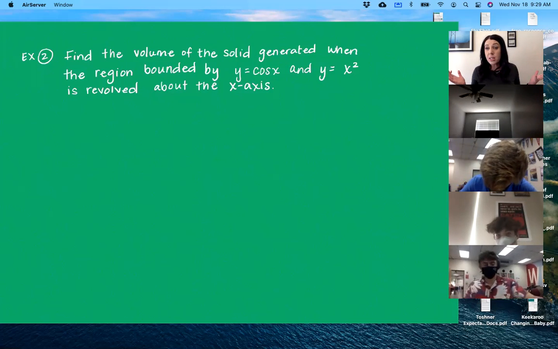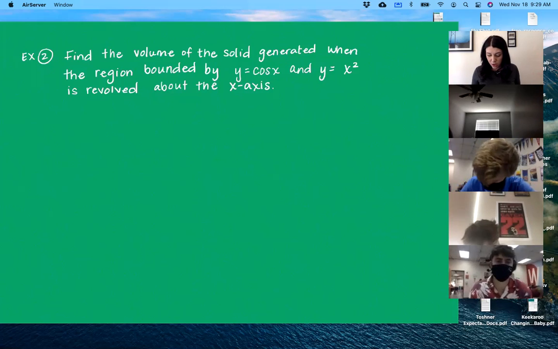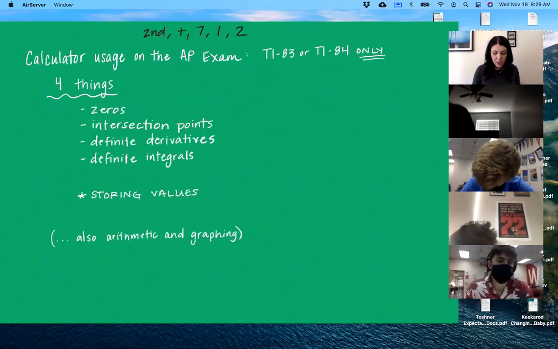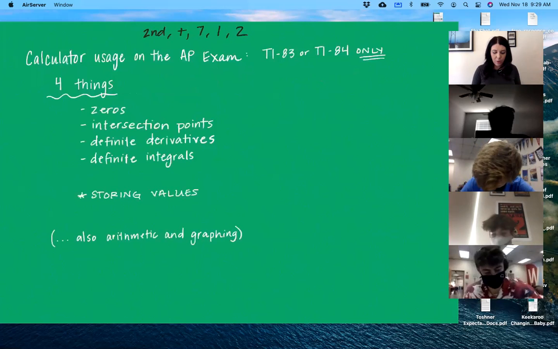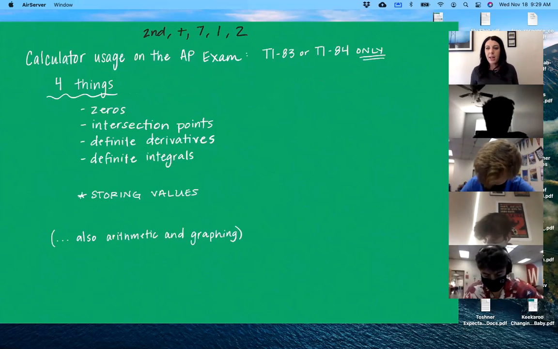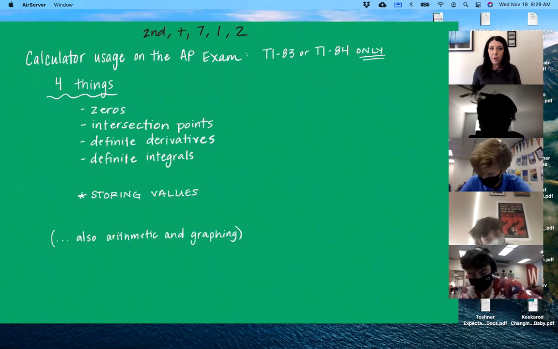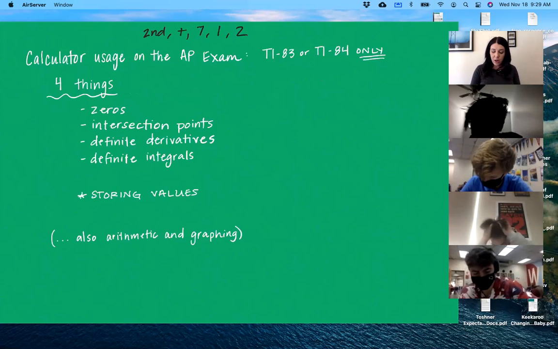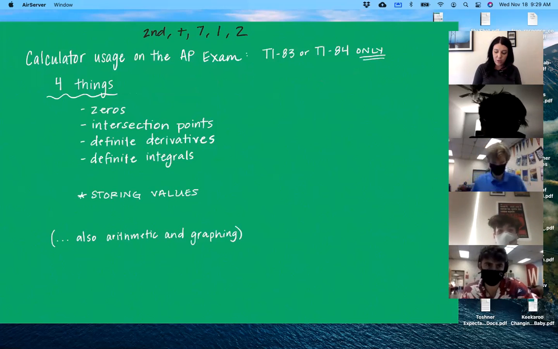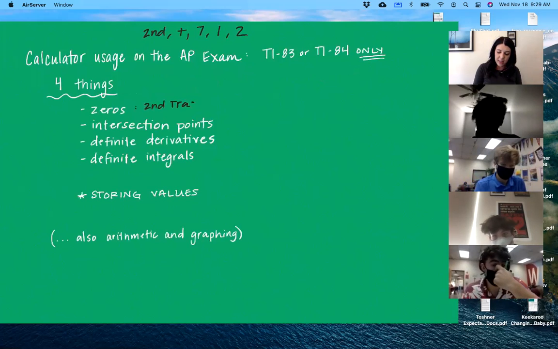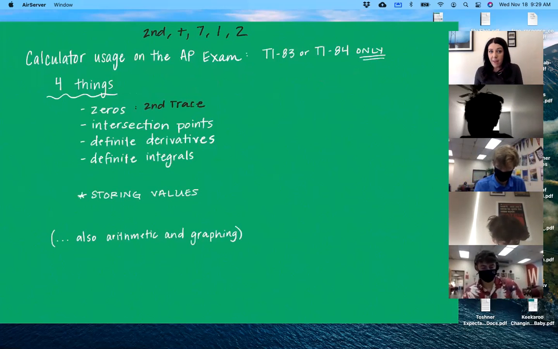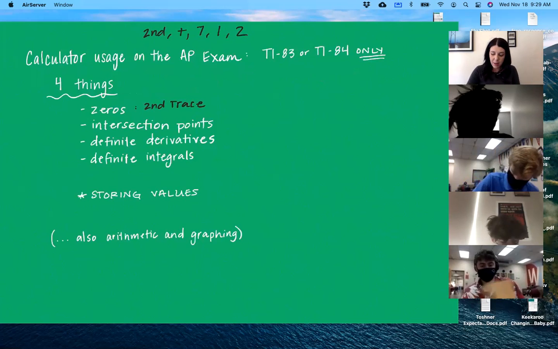Are there any other questions? I want to make sure I answer those questions because we just went through a lot of stuff. Okay, let's go back to our home screen. Let's go back to that original note-taking thing where we wrote down those 4 things. So zeros is something we've talked about so far. Again, that's second trace. I'm just going to write shorthand here. We talked about definite derivatives. That's going to be math 8.